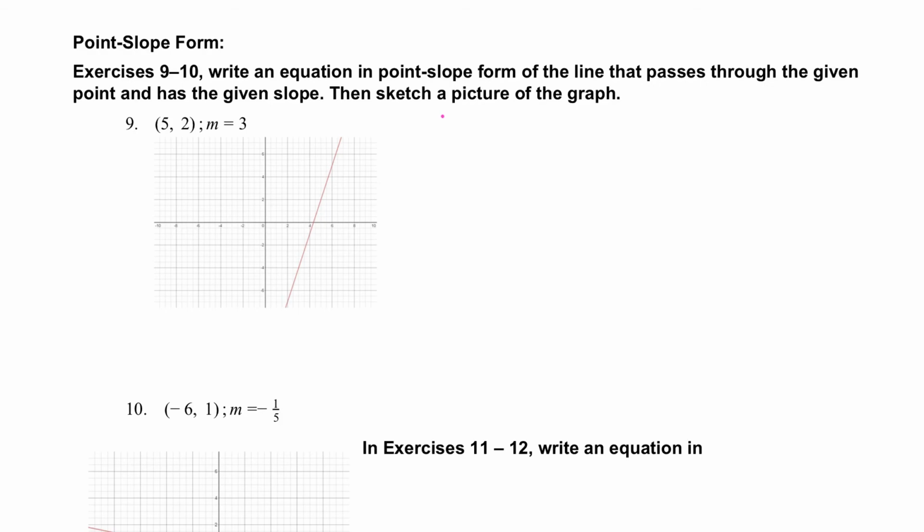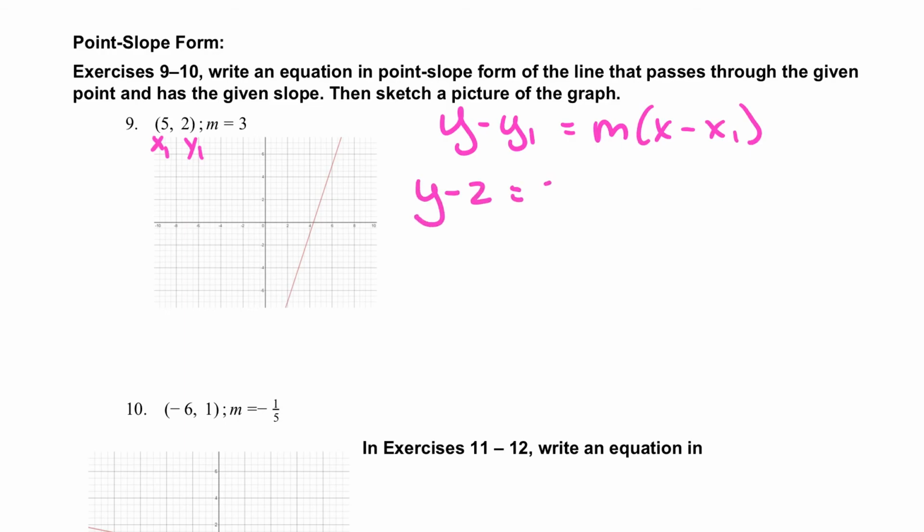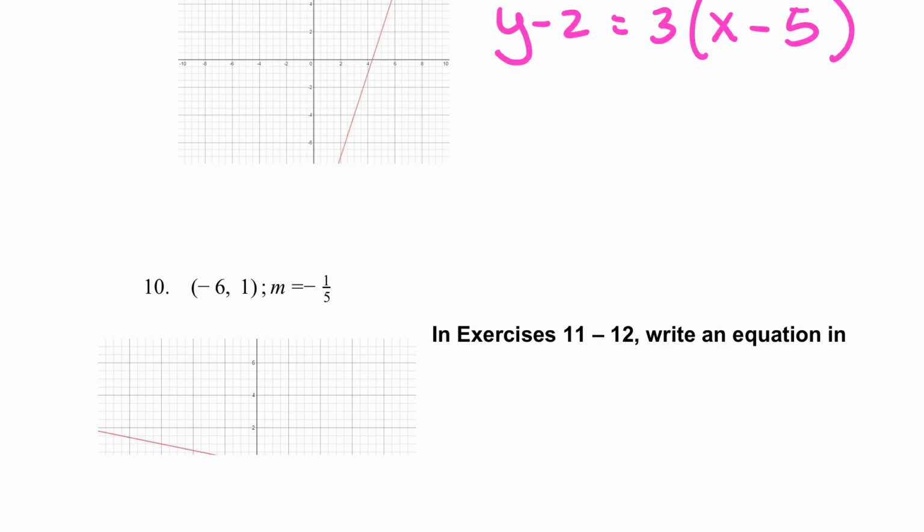remember, point slope form is y minus y1 is equal to m times x minus x1. So our equation, this is my x1, y1, and my slope is there. So I have y minus 2 is equal to 3 times the quantity of x minus 5. Oops. Looks like my graph for question 10 got cut off a little bit.